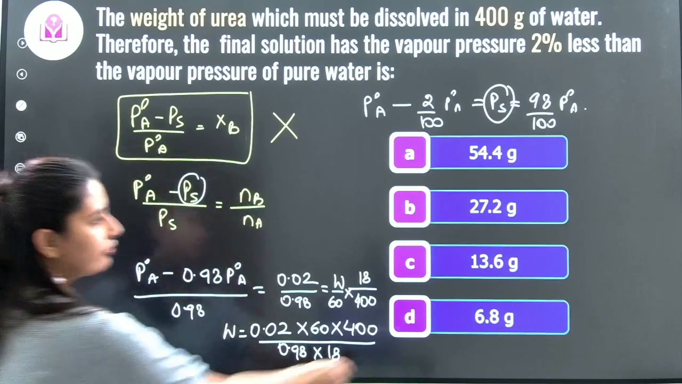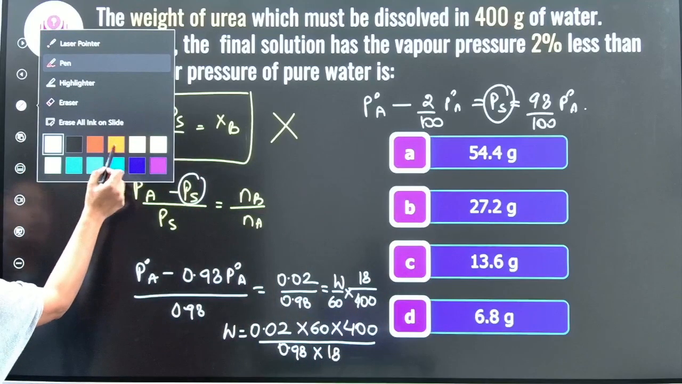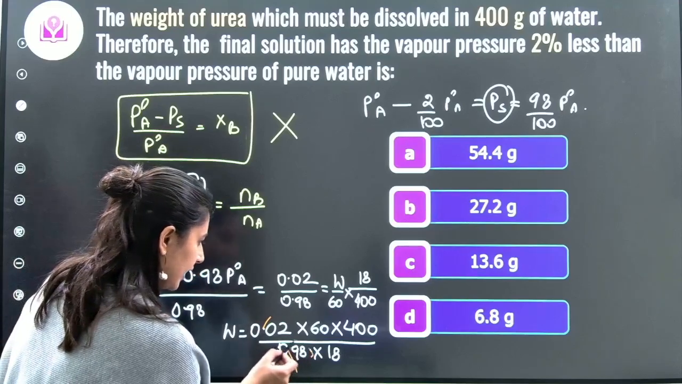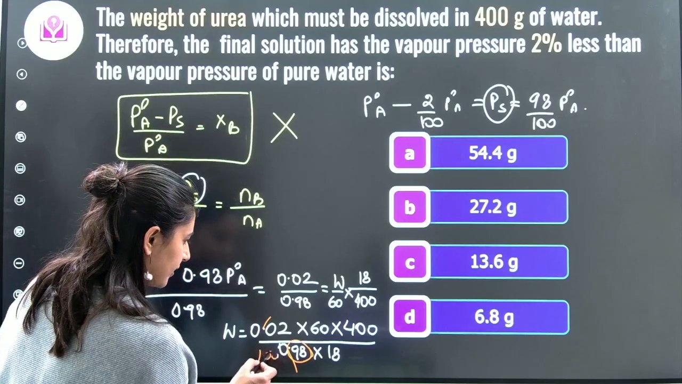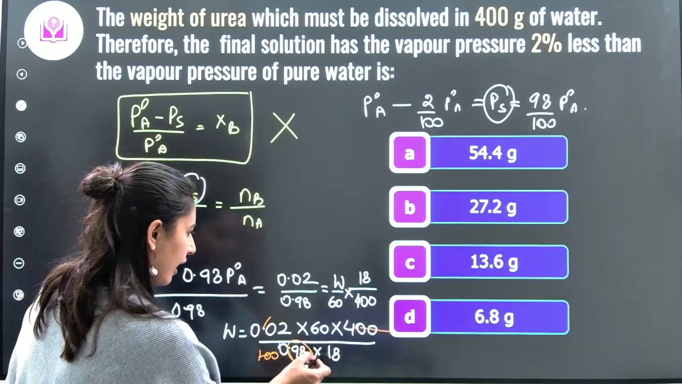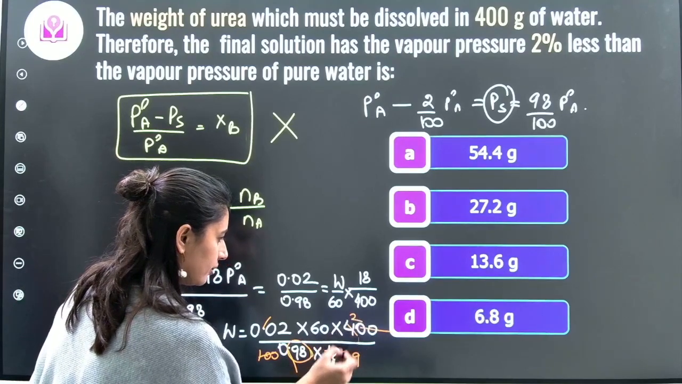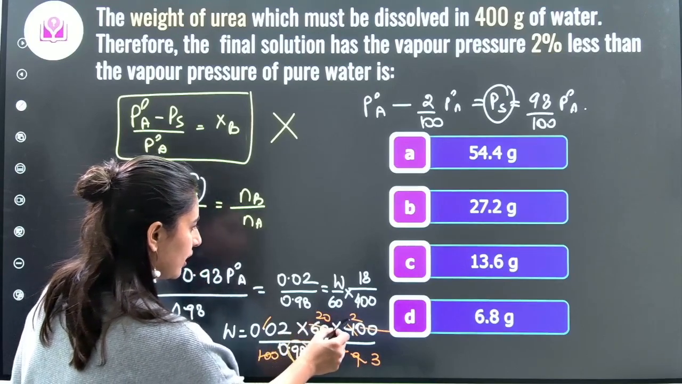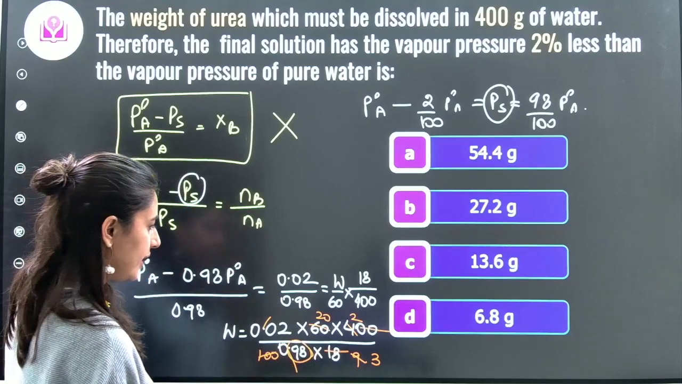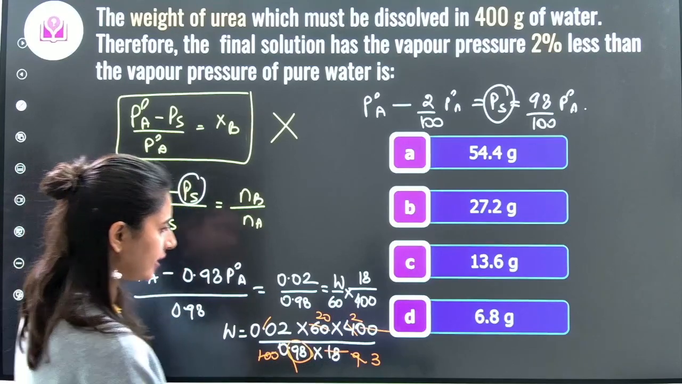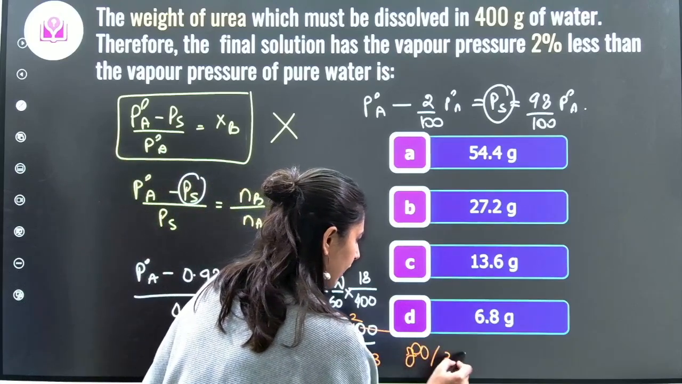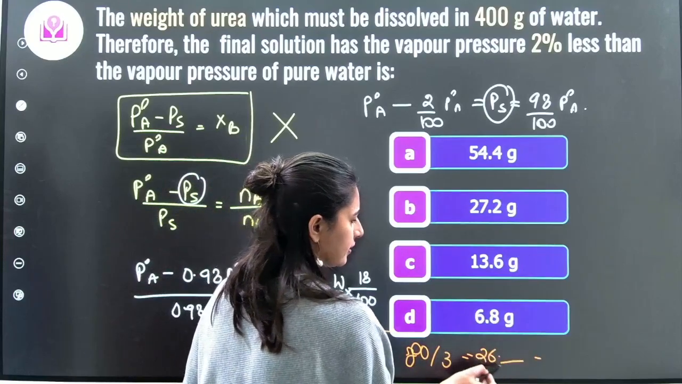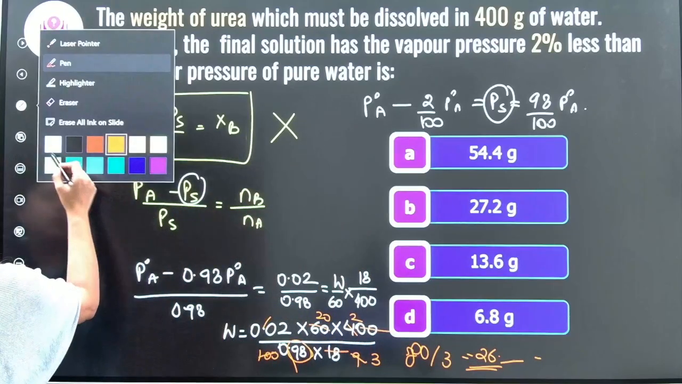Correct? The values are quite far away, so some approximation will not be harmful for us. Let's get rid of the decimals. Okay, 98 is here. Let's just consider it 100 and get rid of the zeros. Now you have 18, so 9 here and 2 here. You have 60, so 3 here, 20 here. So 2 into 2 into 2, 8. 4 into 2, 8. So you can see that 80 divided by 3 approximately will be your answer. That means 26 point something should be your answer. The closest answer is option B. So we'll go with option B as our answer.